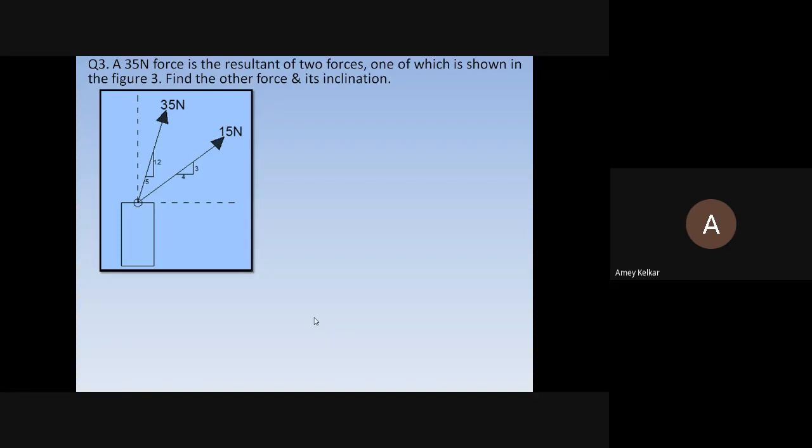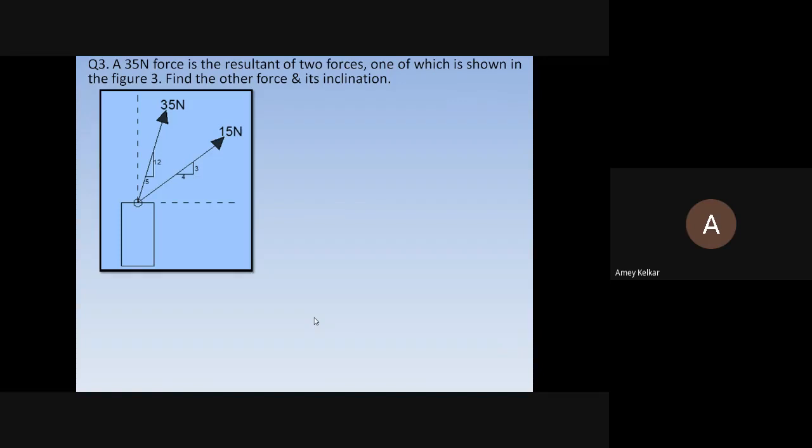Find the other force and its inclination. F2 is equal to question mark, theta 2 is equal to question mark. Here we are finding whether the answer is correct or wrong. Once we are able to make the statement or summation effects, all of these things can be solved. But ask yourself why you're not thinking when the English is so simple.